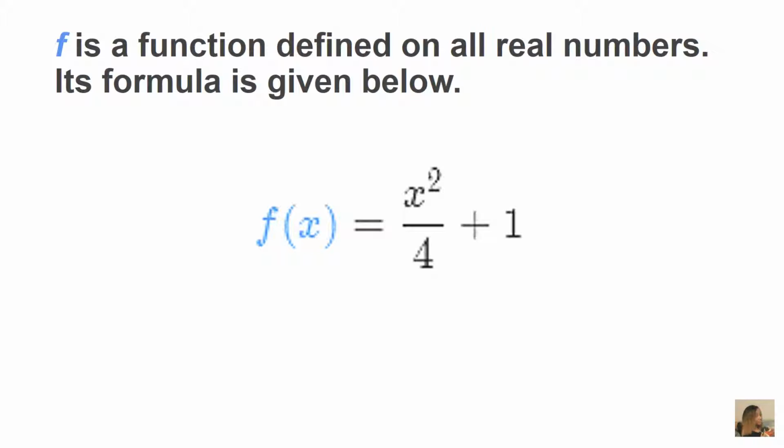F is a function defined on all real numbers, okay? And its formula is given below. So f of x is equivalent to x squared over 4 plus 1.